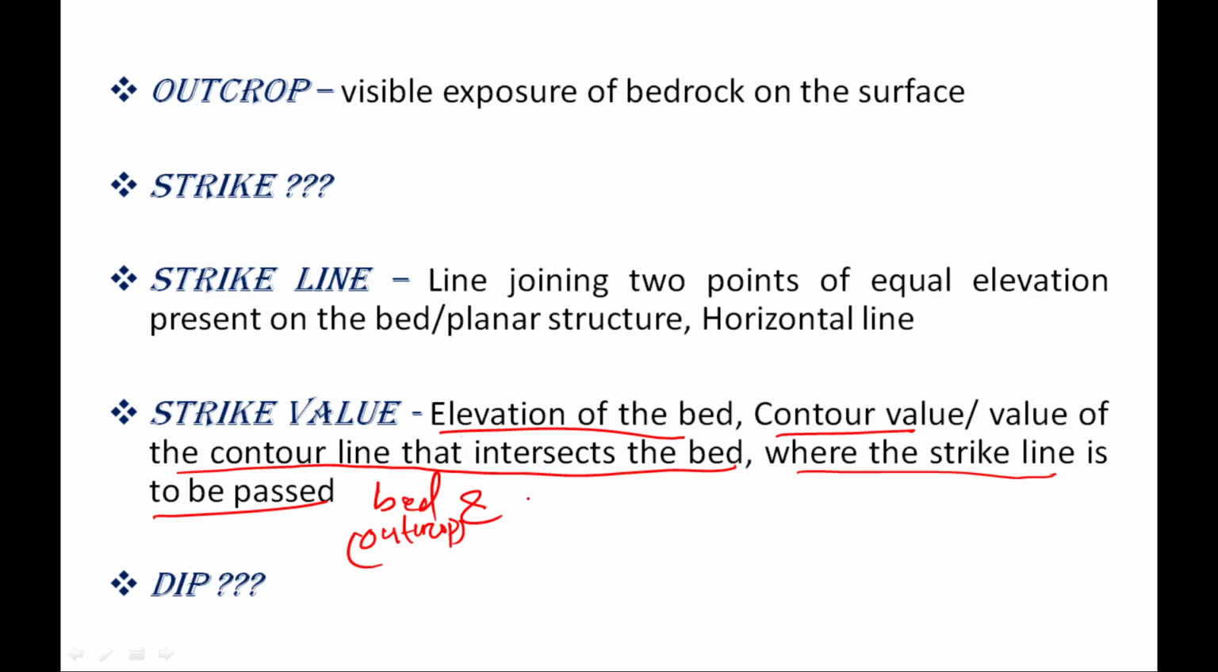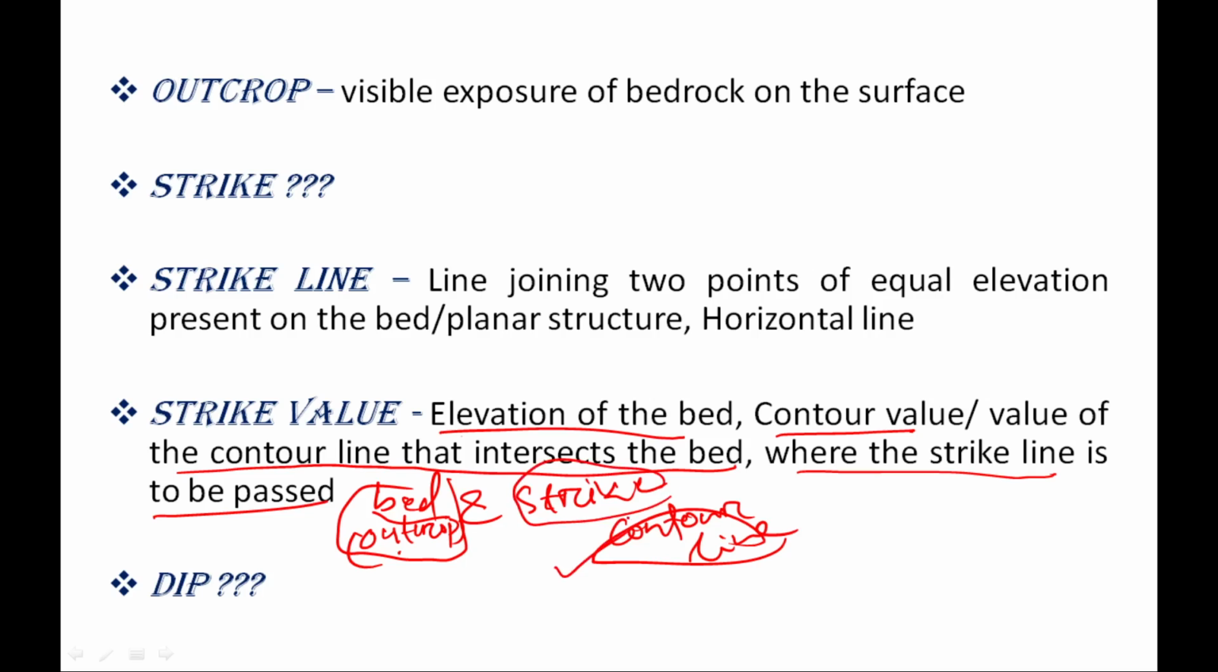So outcrop and the strike line intersect at that point where the contour line also passes, okay? So these three things you can remember: outcrop of bed, then strike line, and then contour line. I hope you have also studied this in graduation, in your course when you are doing map.